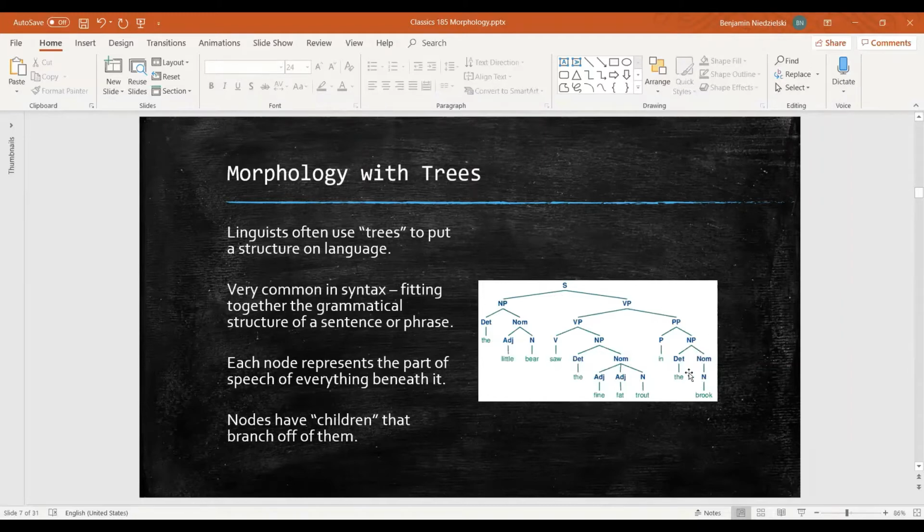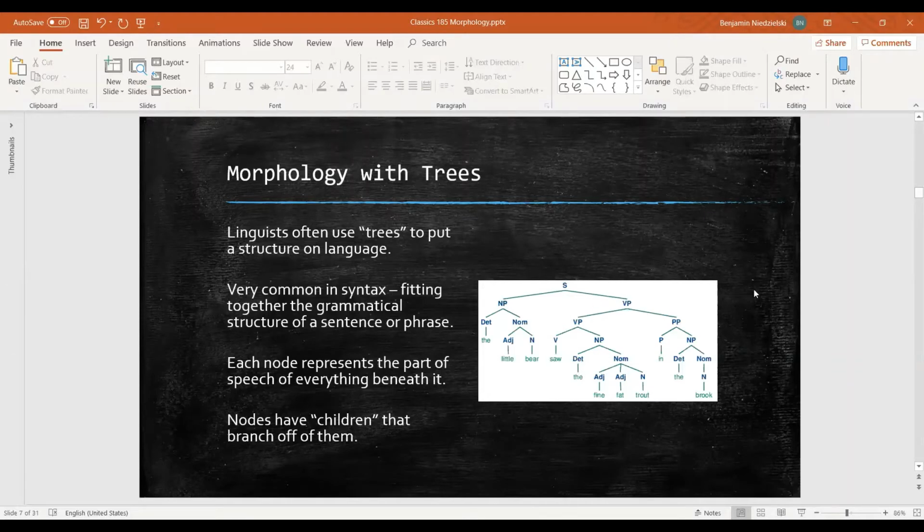If we look down here at this N at the far right, the only thing beneath it is brook. N represents noun, so that tells us that brook is a noun. Moving up, this NP, a noun phrase, represents the brook. And this here, a prepositional phrase, consists of in the brook. Our sentence consists of a noun phrase, NP, and a verb phrase, VP. That's our subject and our object.